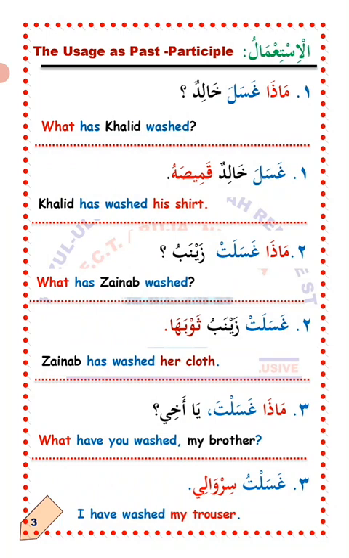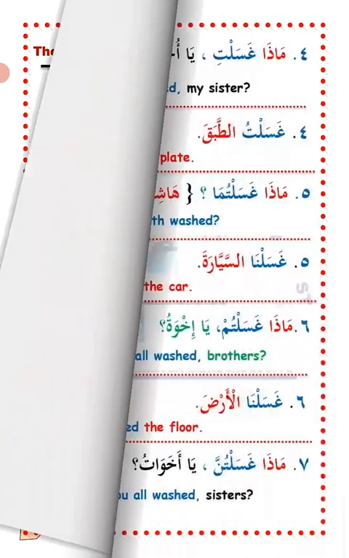Thalatha, number 3. Madha gosalta ya akhi? What have you washed, my brother? Now the answer. Gosaltu sirwali. Gosaltu, I have washed. Sirwali, my trouser. La'allaka fahimt? I hope you understand. MashaAllah.